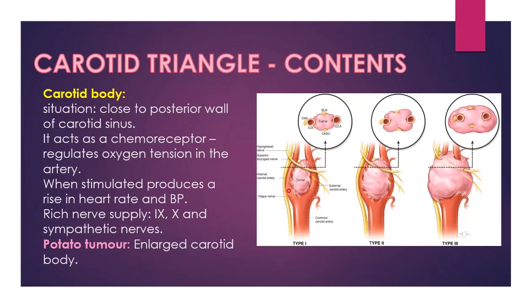So a fall in blood pressure might take place. Vasovagal syncope attacks also might take place. Based on its size and the structure it compresses, it might produce symptoms. It might produce vascular symptoms if it compresses the external or internal carotid artery, or neural symptoms when it compresses any nerves. The nerve supply is again the same, a branch from the glossopharyngeal nerve, a branch from the vagus nerve and the sympathetic trunk.